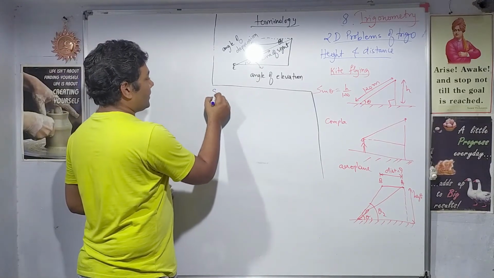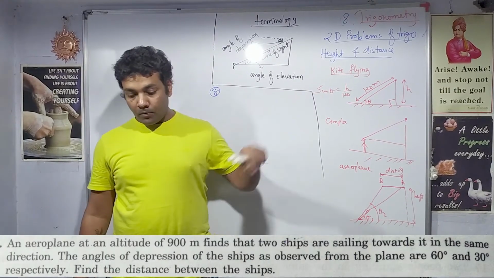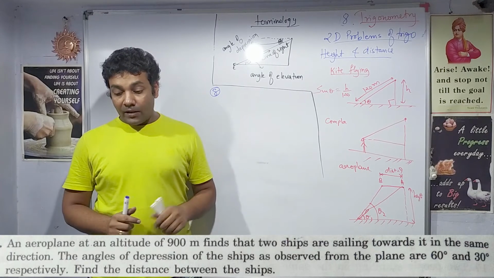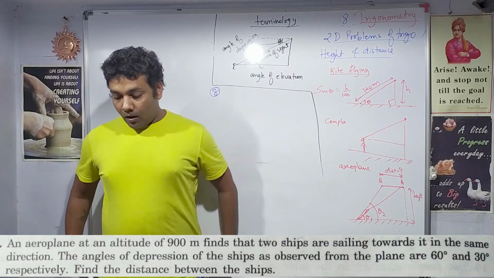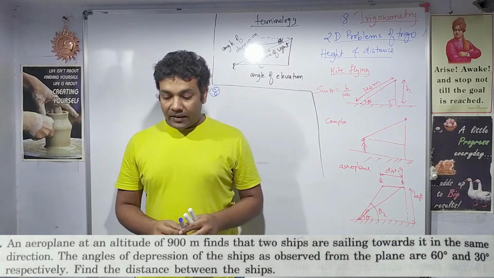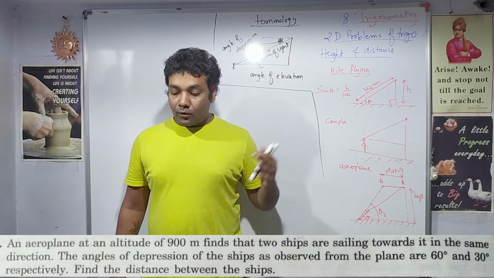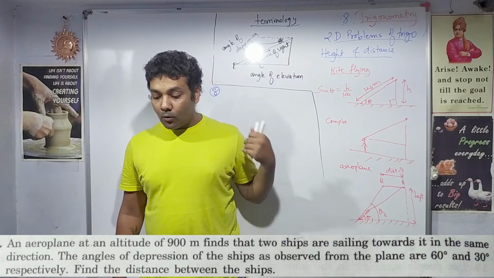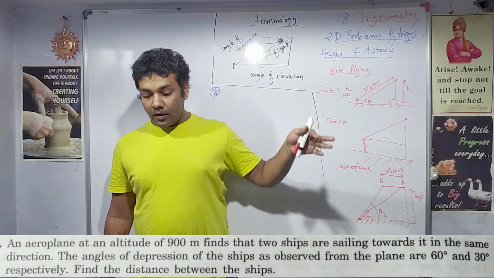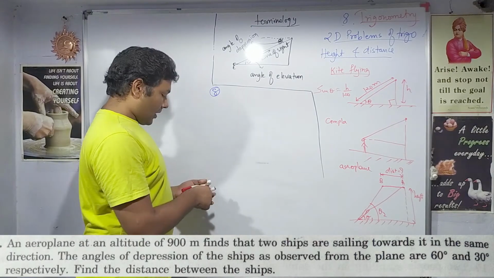Question number 8 we have. Read the question once again. Question says aeroplane. Again we have an aeroplane. So aeroplane at an altitude of 900 meters. Two ships are sailing towards it in the same direction. So let us plot the question.